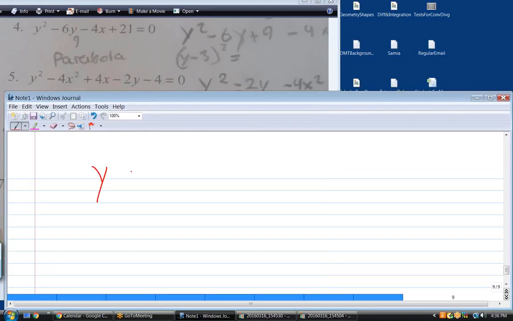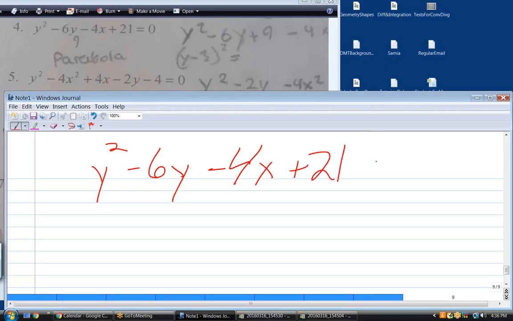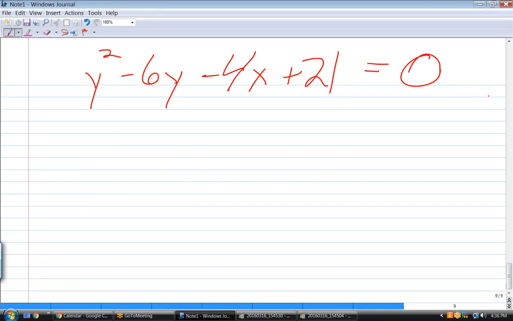Why is this a parabola? Because it only has one square. Yeah, only one variable is squared. The x variable is not squared, the y variable is, which makes it a parabola of this form.